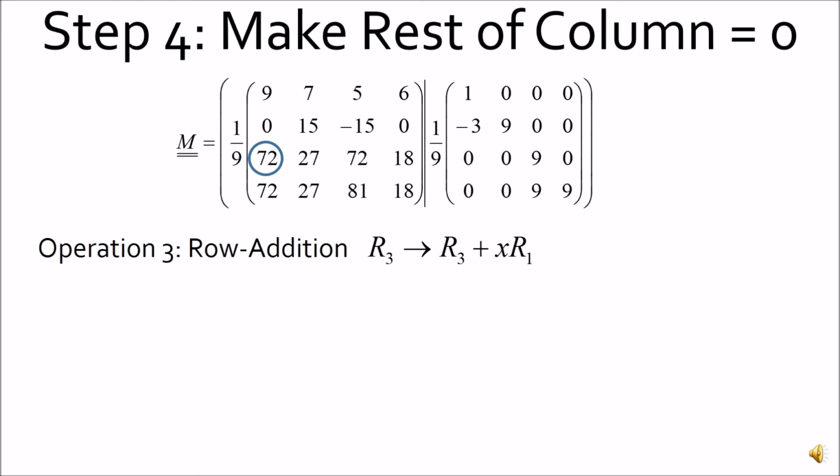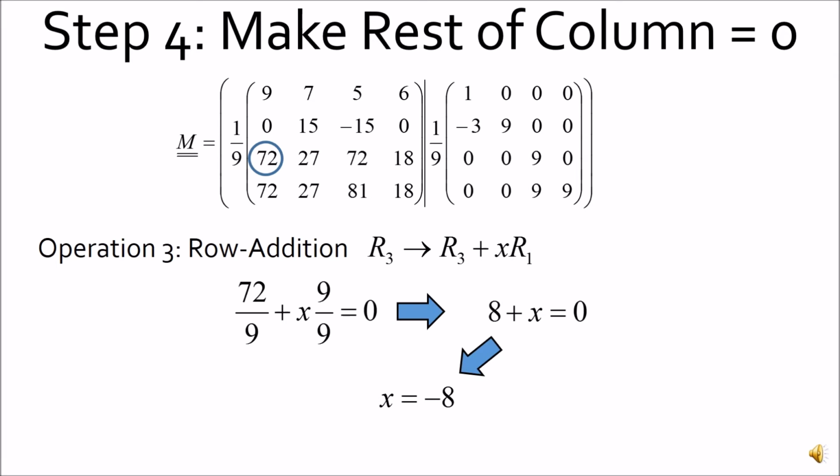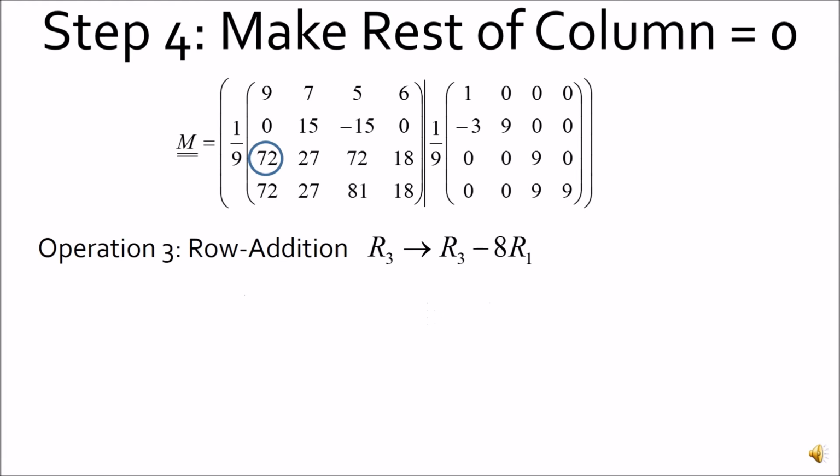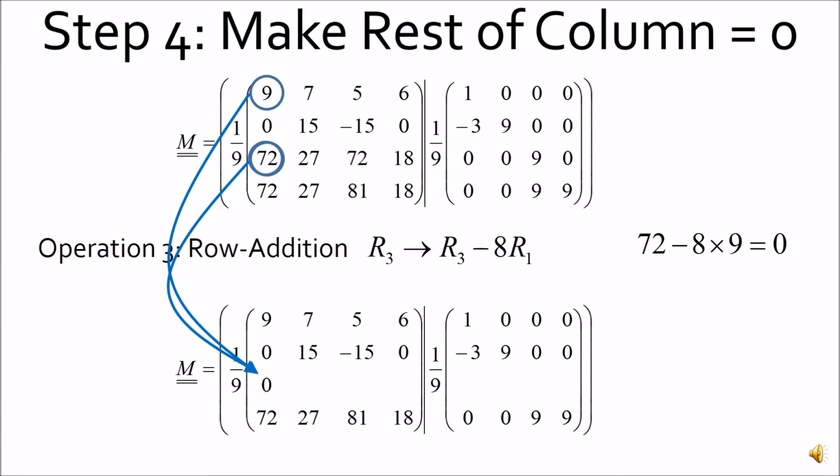this position. So as before, we basically say 72 divided by 9 plus x times 9 over 9 is equal to 0. Rearrange the equation as before, and you get x equals minus 8. So we're going to take row 3 and subtract 8 times row 1 from that, and that should give us a 0 in this position. So let's run through and do that. Indeed, 72 minus 8 times 9 is equal to 0.